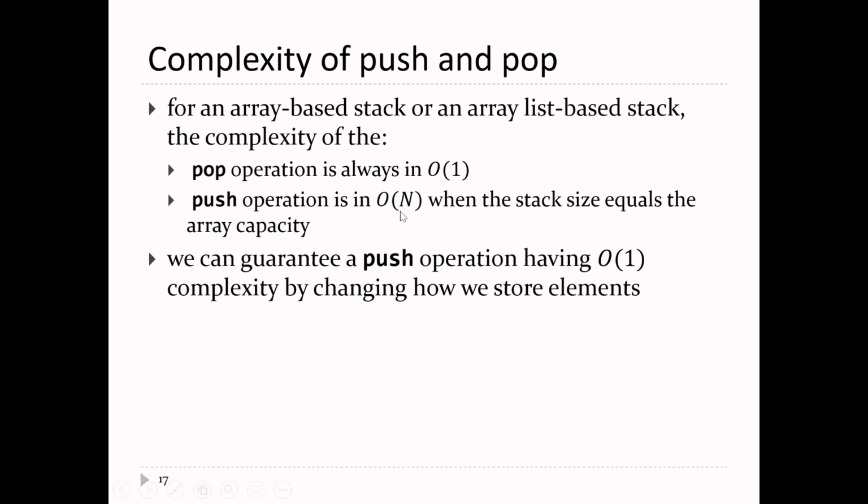So for an array-based stack, the complexity of pop is always O(1). Push is O(n) when you have to resize the array that's storing the stack. If you were to use our list data structure, you can use the list to hold the elements of the stack. When you add something to the list and you have to resize the list, that has complexity O(n). So push for a list-based stack or an array-based stack has worst case complexity O(n). If you want to guarantee O(1) complexity, you have to change how you store the elements.